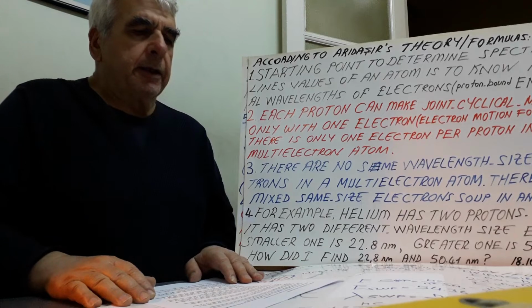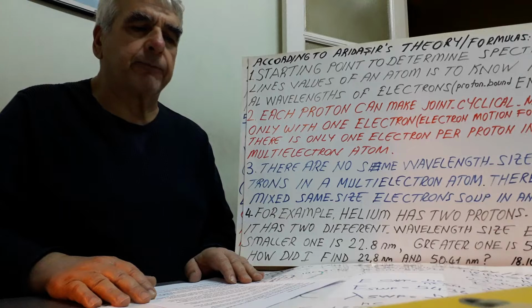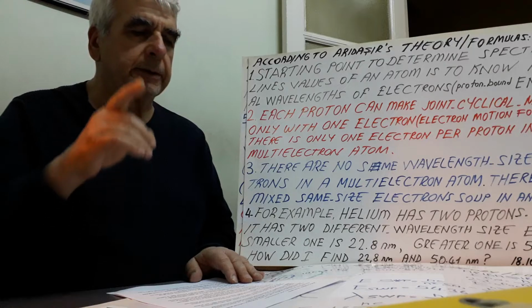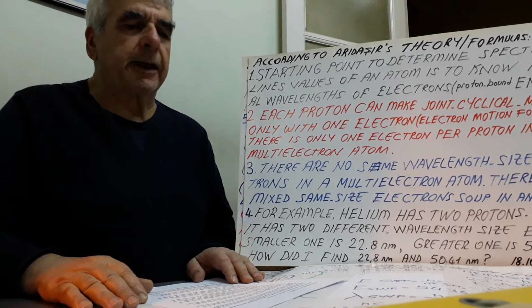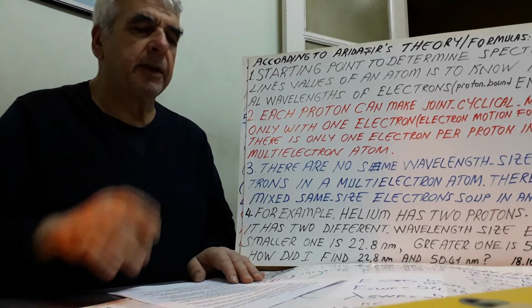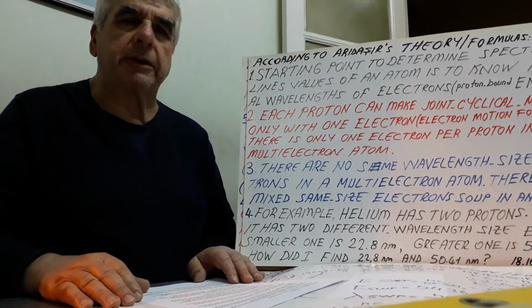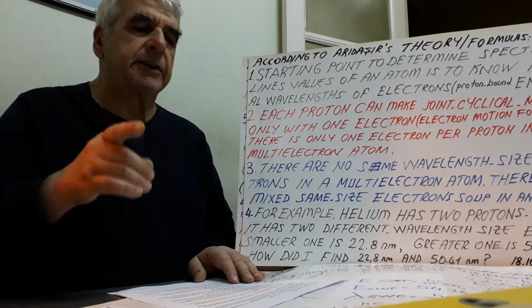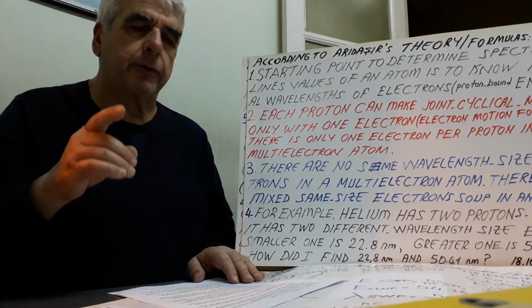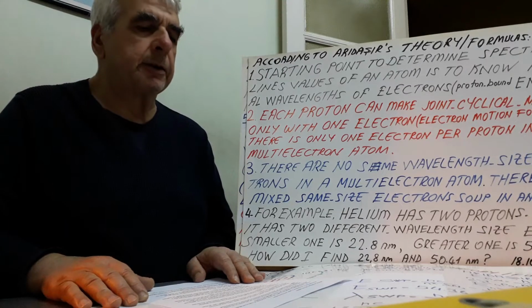2. Each proton can make joint cyclical motion with only one electron motion form. There is only one electron per proton in a multi-electron atom. There is only one proton-bound electron motion form per proton in a multi-electron atom.